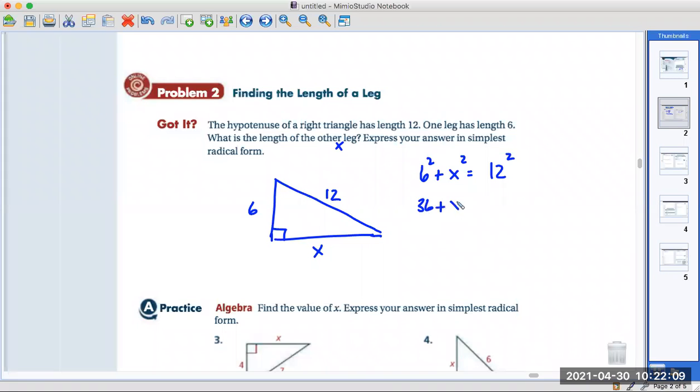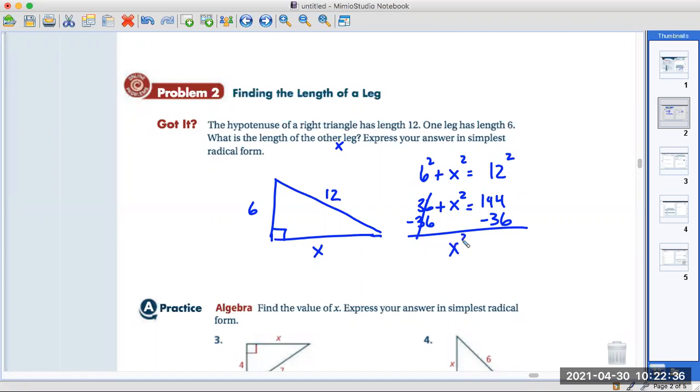36 plus x squared is 144. Subtract 36. So you notice there's an extra step. You have to get x squared alone. You could also call this A or B, however you want, because it's a variable. I call it x. It really doesn't matter what you call it. If you like to call it A or B for the legs, that's fine.